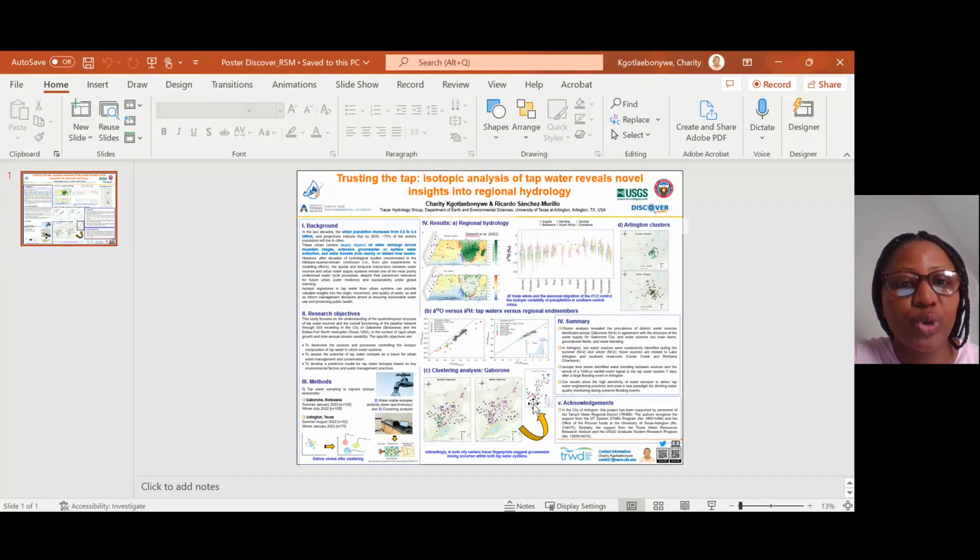determine the sources and the processes controlling the isotopic composition of tap water in urban systems, to assess the potential of tap water isotopes as a tracer for urban water management and conservation, as well as to develop a predictive model for tap water isotopes based on key environmental factors and water management practices.